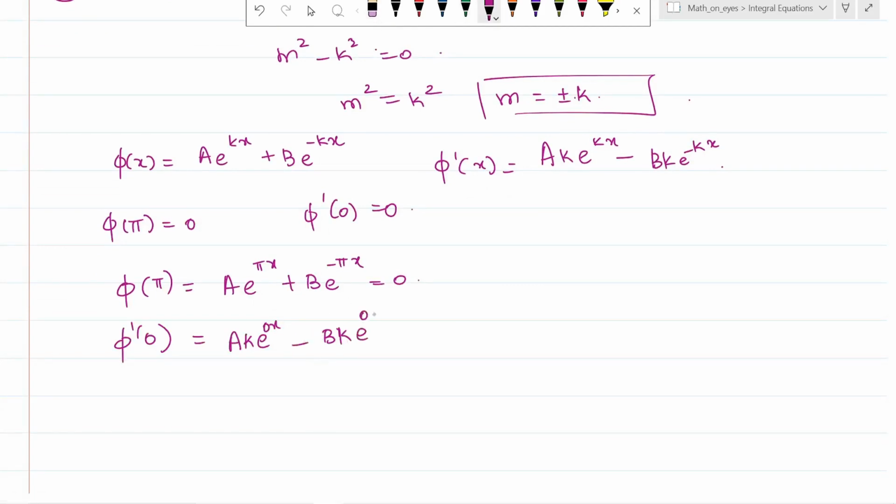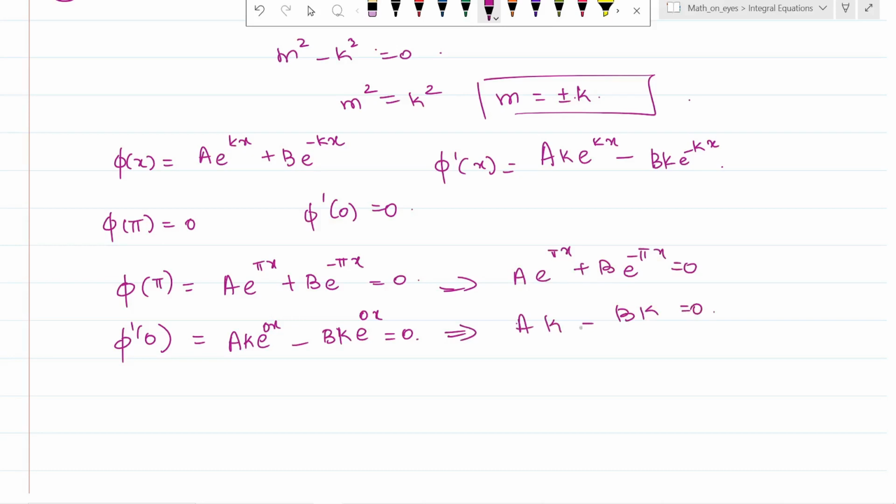e to the power 0, which is equal to 0. So from the first equation, we get a e to the power k pi plus b e to the power minus k pi is equal to 0. From the second equation, we get a k minus b k is equal to 0.